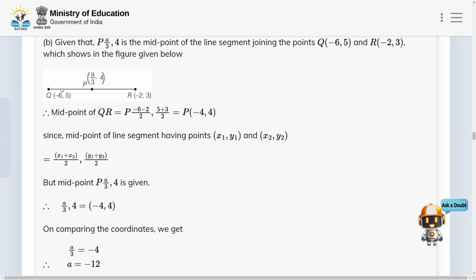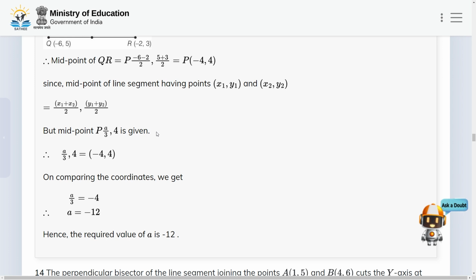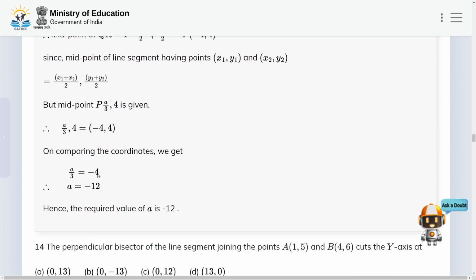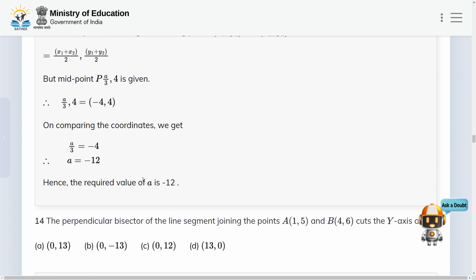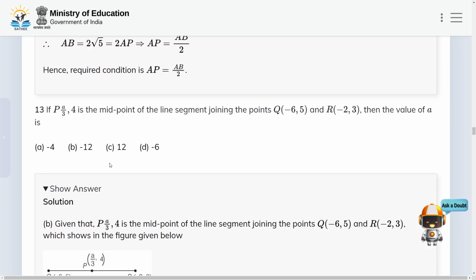Therefore the midpoint of QR is equal to P of (minus 6 minus 2) by 2 comma (5 plus 3) by 2, that is equal to P (minus 4, 4). Since we can use the midpoint formula, and the midpoint is given as (a by 3, 4), this is equal to (minus 4, 4). Comparing the coordinates, we get a by 3 is equal to minus 4, and this implies a is equal to minus 12. Hence the required value of a is minus 12. So the correct answer is option B.